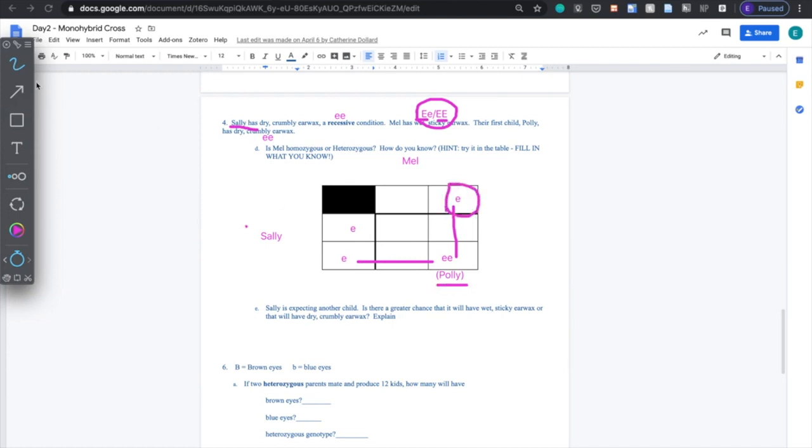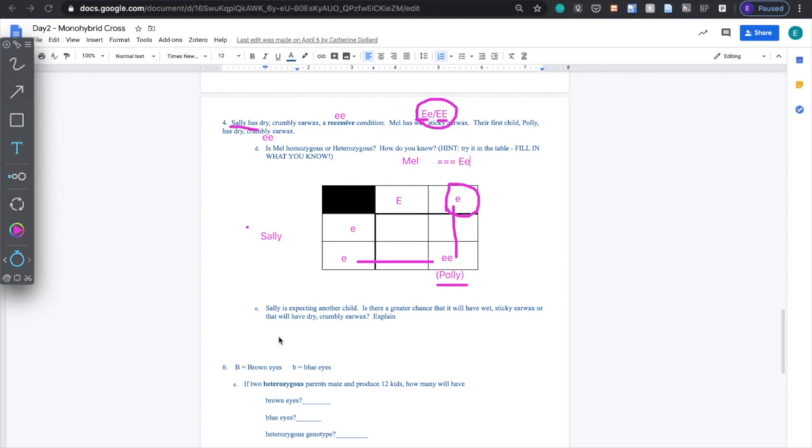So we know that Mel has to have at least one lowercase e, and the other allele, of course, needs to be capital because she is showing the dominant phenotype. So her genotype has to have at least one capital in it. And so we know that Mel's genotype is heterozygous. Do you see how we worked backwards using our Punnett square to figure that out? Mel is heterozygous, one capital E, one lowercase e, because that's the only way they could have produced a child who was heterozygous.